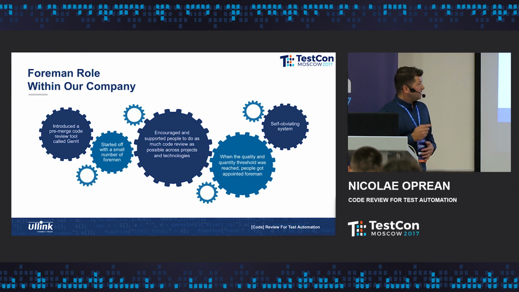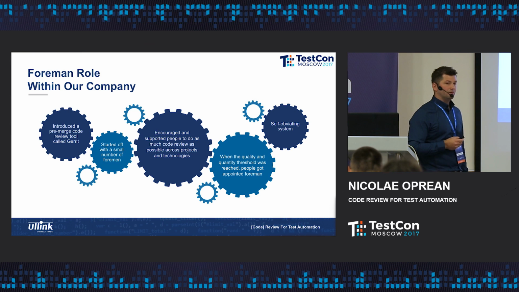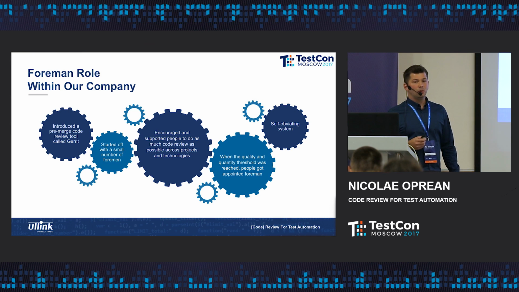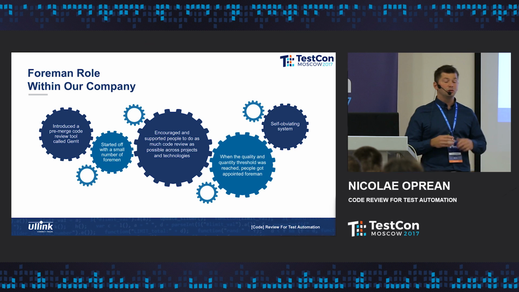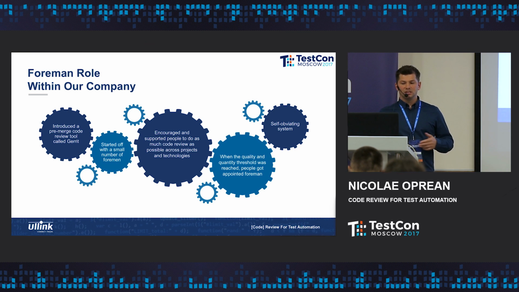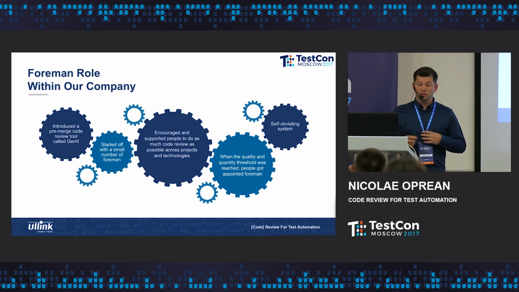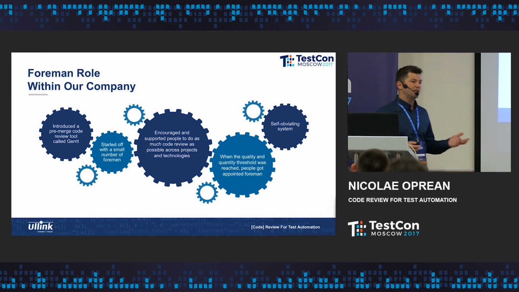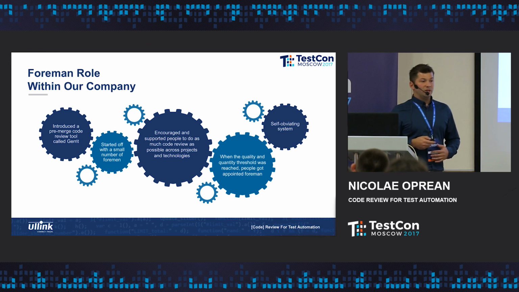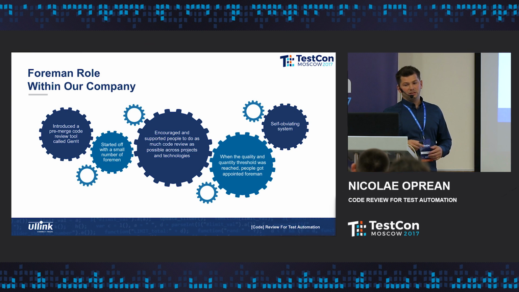I wanted to highlight that this process is a self-obviating system. What this means is that it will reach its goal and render itself useless. The goal is to have everyone be a foreman, so everyone should have the skills necessary to validate a commit. When that happens, this process is no longer needed.